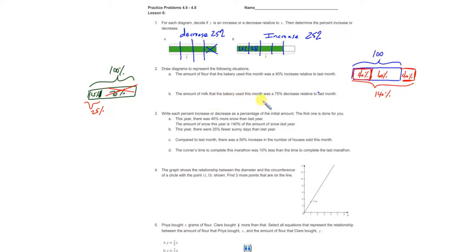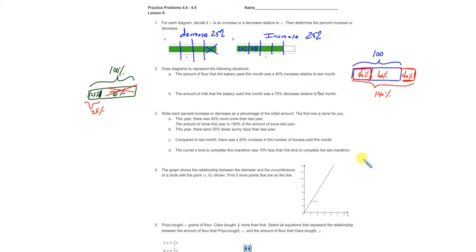And similarly over here we had this milk. The bakery used 100% of their milk last month, and then this month they had a 75% decrease relative to what they used. So if we used 100% of the milk and then all of a sudden we lost 75%, which looks like this size, then we would only be left with this little 25% section, because 100 minus 75 equals 25. And so that's how you do those types of problems.